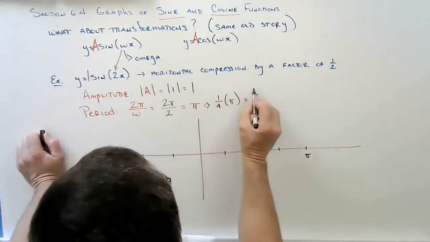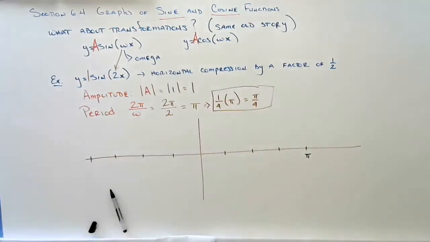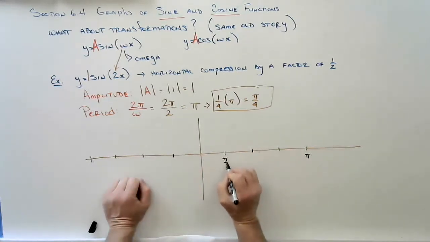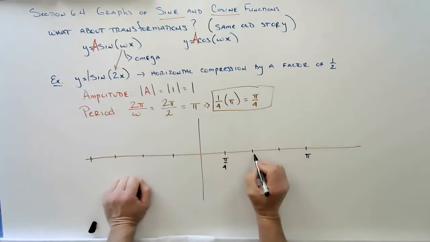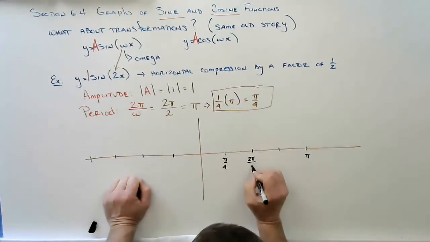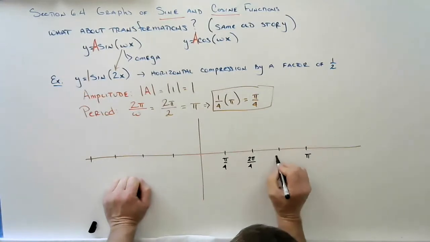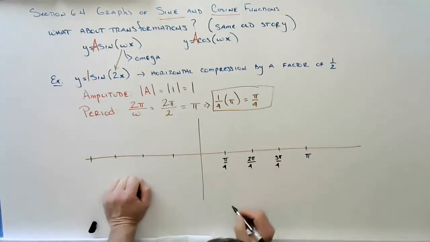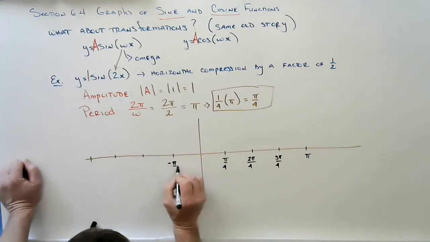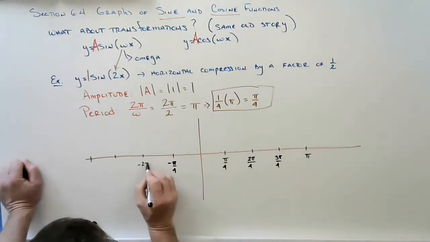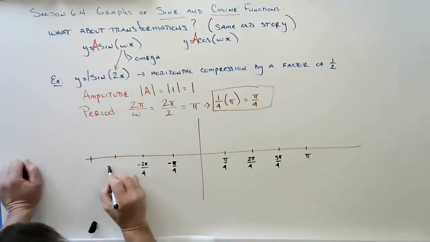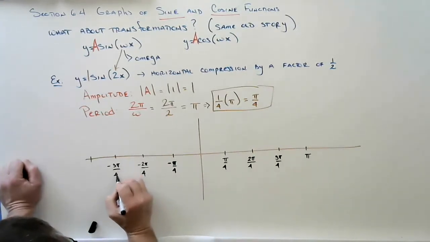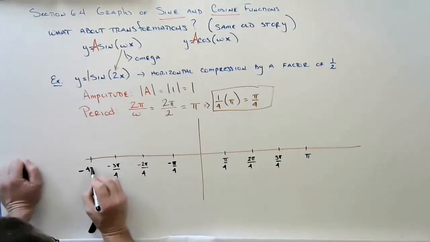All right, I like to add on this extra step. I think it helps, because sometimes this doesn't turn out to be a very nice number. Now, what does that tell me? That tells me how far apart these are. Look, I got pi over 4 here. Then I do another pi over 4. That's 2 pi over 4. Then I do another one. That's 3 pi over 4. Over here, I'm going to get negative pi over 4, negative 2 pi over 4, negative 3 pi over 4, negative 4 pi over 4.